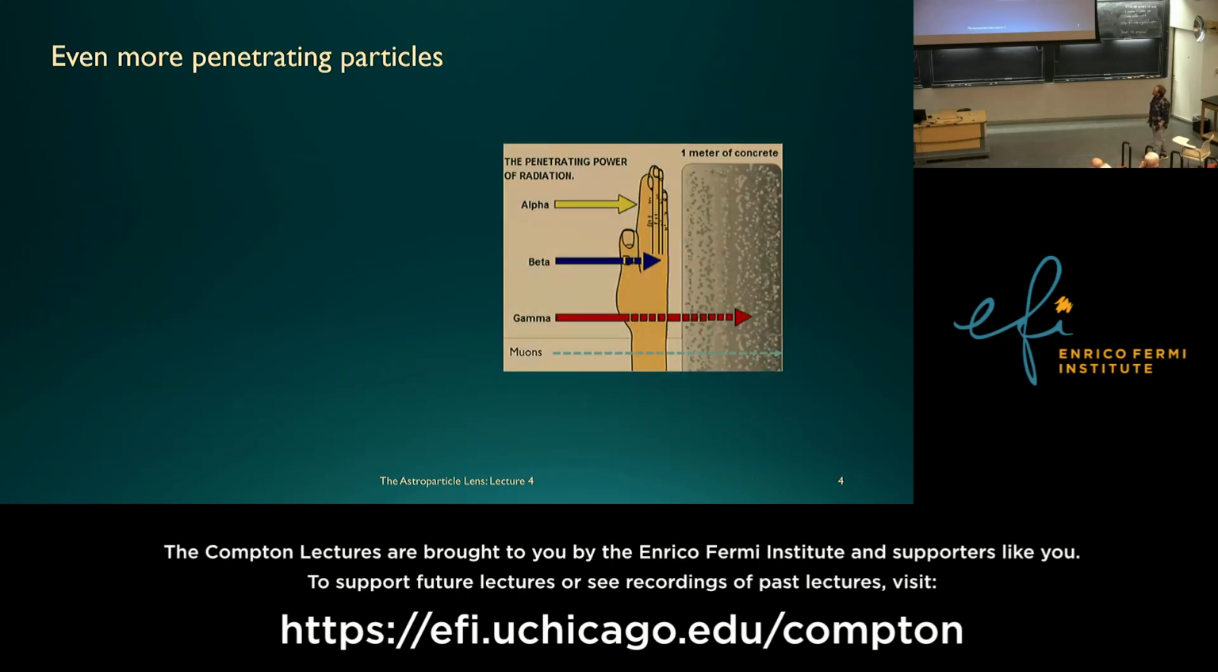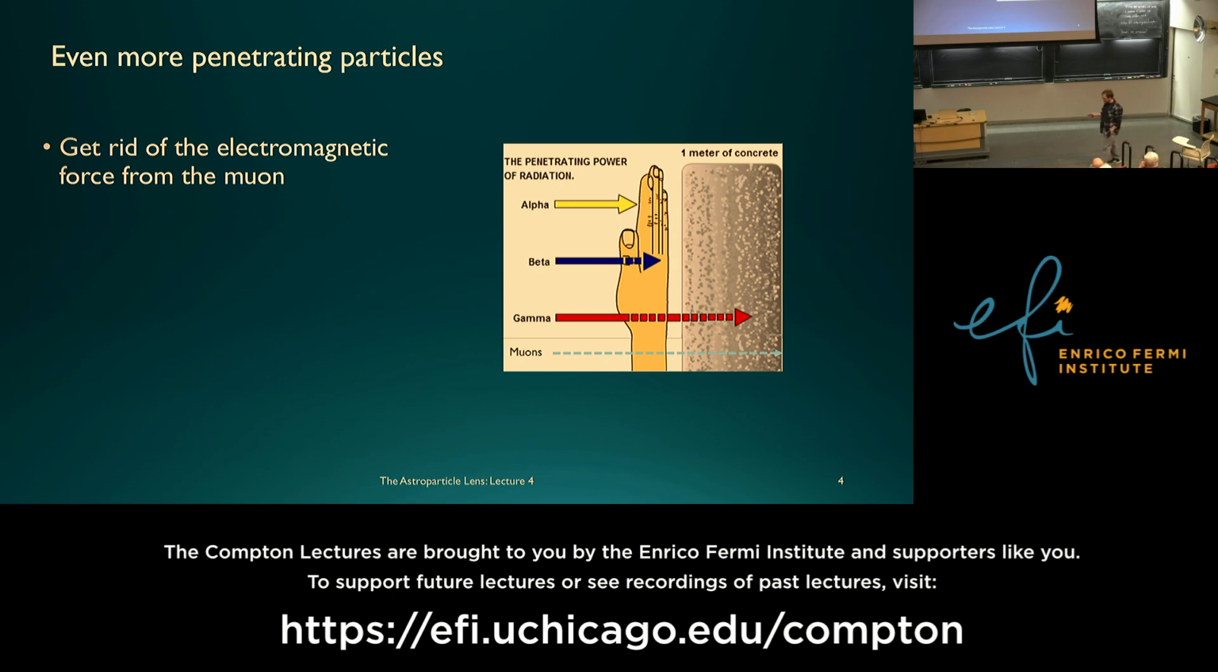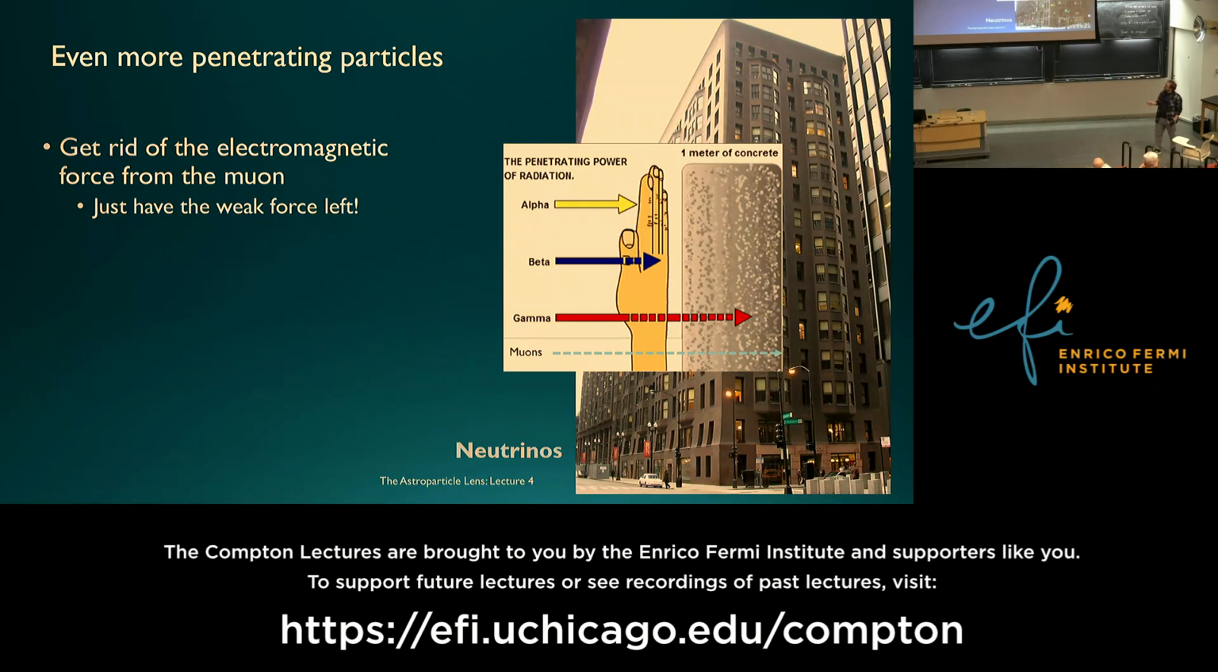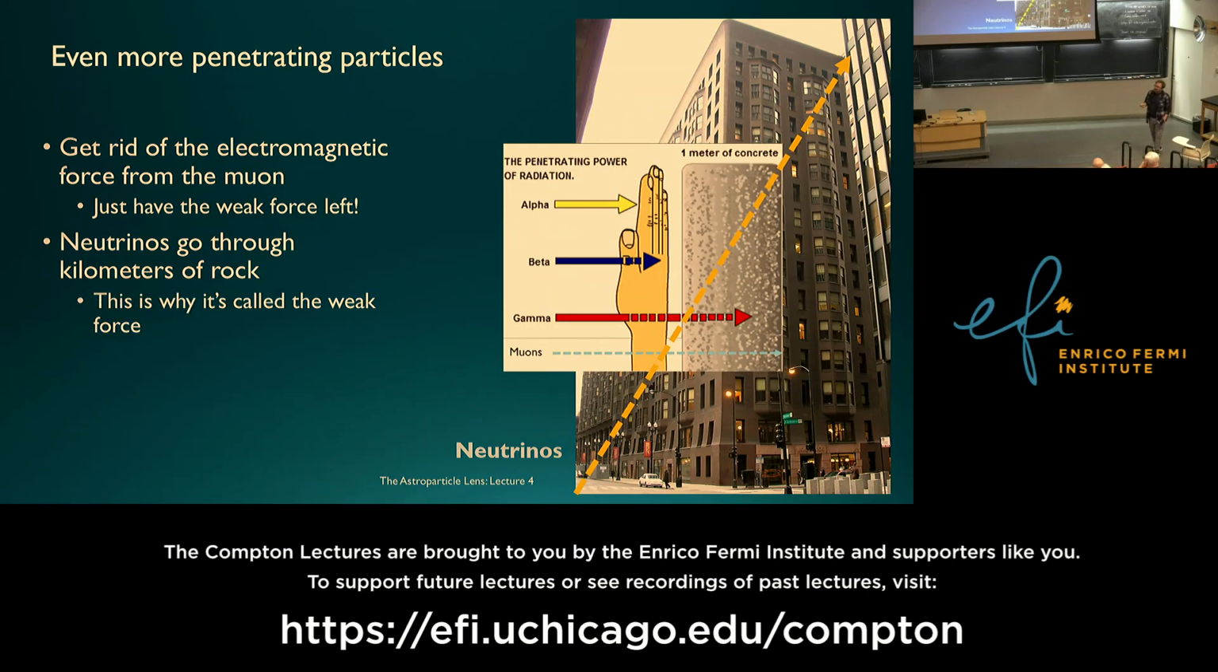We also talked last week about even more penetrating particles. Muons are charged particles, and if we got rid of that charge, we get a very weakly interacting particle, called neutrinos, that go through all of the material, all of the concrete. They can even go through the entire Earth, and this is kilometers of rock. This is actually why it's called the weak force, because these particles basically don't interact at all. You have to have so much material in the way, and you need large detectors to measure these neutrinos.